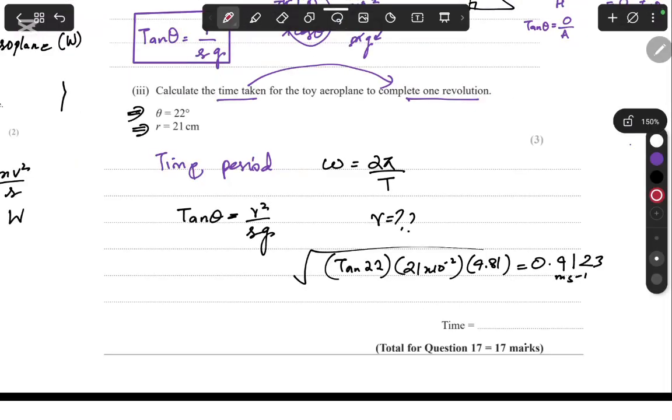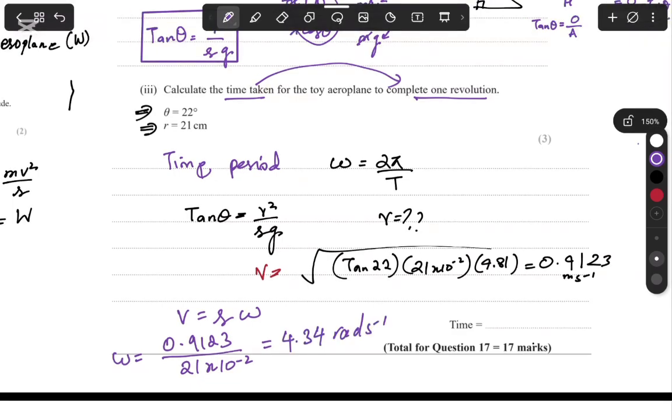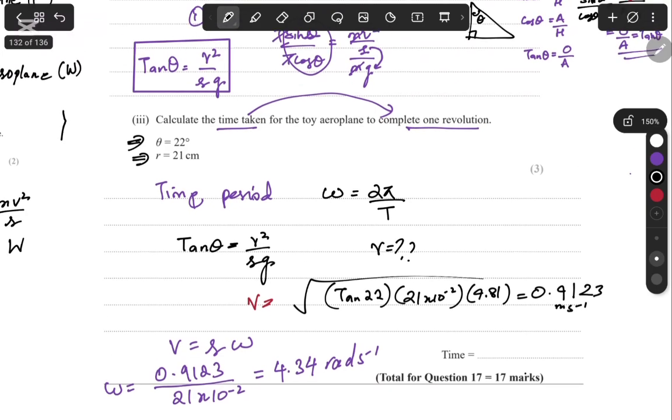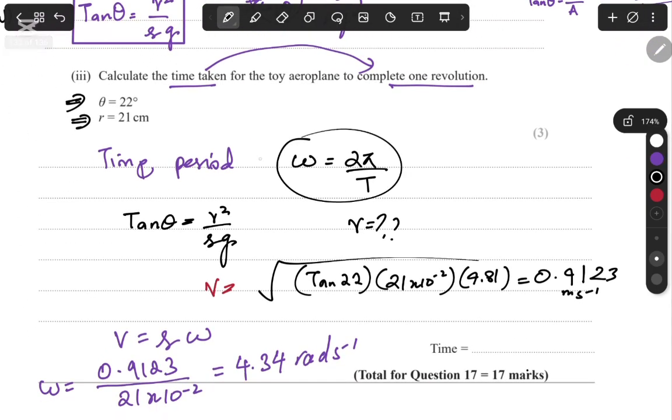So the value of velocity is going to be 0.9123 meters per second. That's the value of velocity. Now what we can do is we can take the velocity, and we know the equation v is equal to r omega. This is the equation that relates linear velocity with angular velocity. And now we can do 0.9123 divided by 21 times 10 to the power of minus 2 to get us the value of omega. So the value of omega will be 4.34 rad per second, and then we can plug it in this equation.